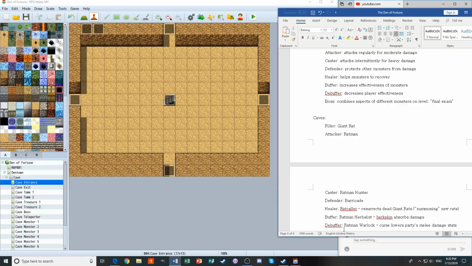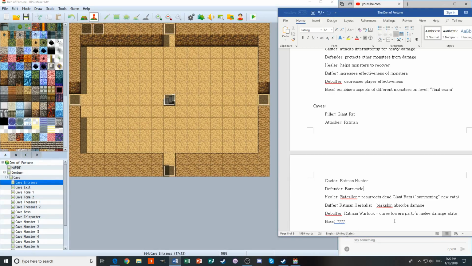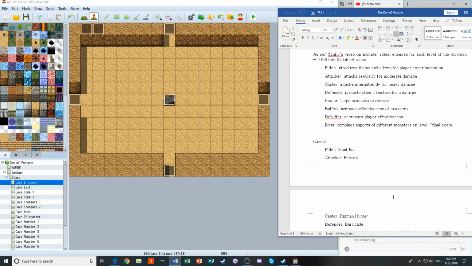And then my debuffer is going to be a Warlock who's going to effectively have a curse ability, lowering the party's melee damage stat, because again, physical damage is the theme of the level. So buffer helps them to absorb physical damage. I could have also had a buff where you increase the strength, and I might actually give the Herbalist multiple spells to give it more things it can do. So it might have an attack buff as well as the damage absorption. And then the Ratman Warlock, the debuffer, is going to be the debuff version of that. So first is going to lower the party's damage and maybe make them more vulnerable to damage as well. And then boss, well, we'll worry about that in the future, once we've got all this implemented.